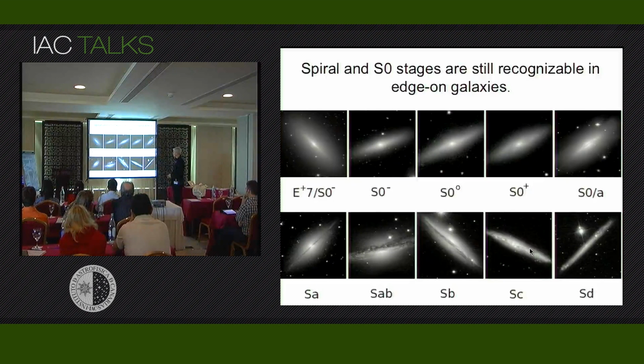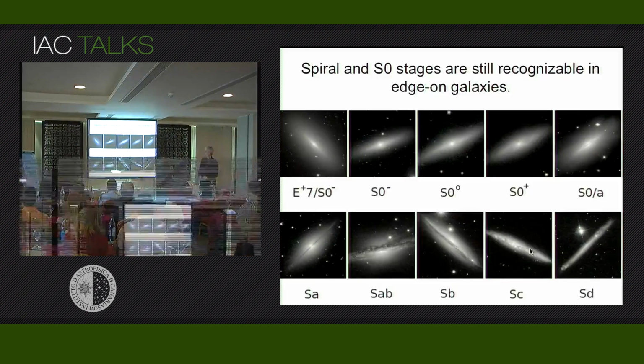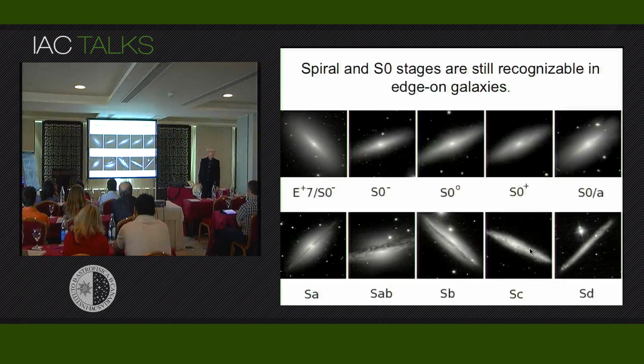And the spiral and S0 stages are pretty obvious in the edge-on view. You can distinguish at least some of the types. It doesn't necessarily mean it's accurate, but you can still do it. And the spirals get a little thinner as you go from the early types to the late types. But one of the hallmarks of Hubble classification is you can still do something even in the edge-on view.